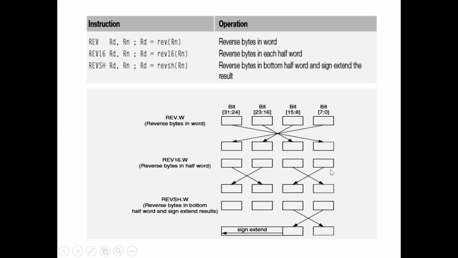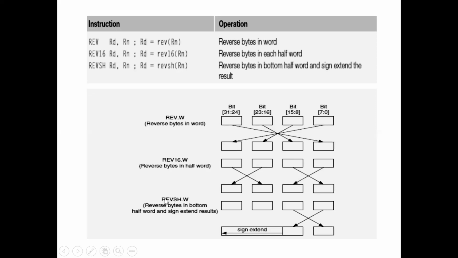Let us consider the first half word here. The first byte will be moved here and the second byte will be moved here. Similarly, the upper half word will be reversed in the same way, as shown in the figure. That's the operation of reversing bytes in a half word, and the mnemonic is REV16.